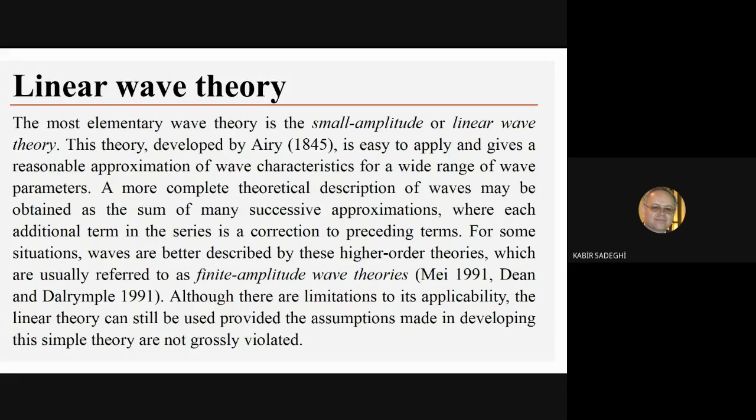A more complete theoretical description of waves may be obtained as the sum of many successive approximations, where each additional term in the series is a correction to the preceding terms. What does it mean? When we say first order, or linear, or small amplitude, or Airy, it has one term for every characteristic: wave height, wave particle velocity, everything. When we want to be more accurate for other conditions, for example Stokes order 2, we add another term. Therefore Stokes order 2 has two terms, Stokes order 3 has three terms, order 4 has four terms, and the fifth order of Stokes has five terms. It's important that the first one is the main term and the others are corrections added to it.